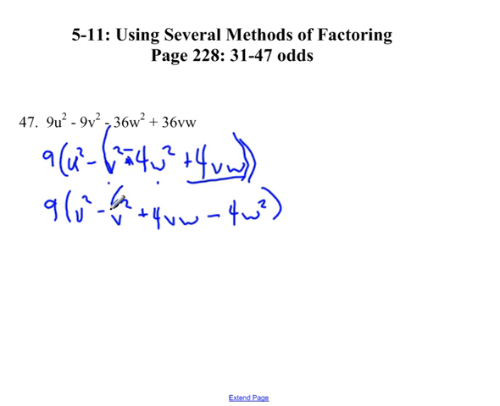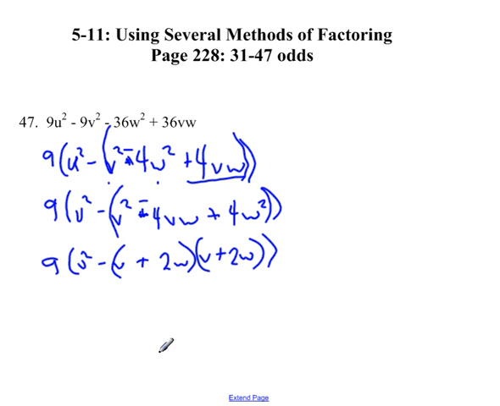Now when I put those parentheses in, it's a little more obvious that I need to make this a minus, and I'm going to make that into a plus. And now we're ready to factor. So this becomes v, 2w, 2w, and they'll both be a plus. You still have your 9, you still have your u squared, and you still have a minus.